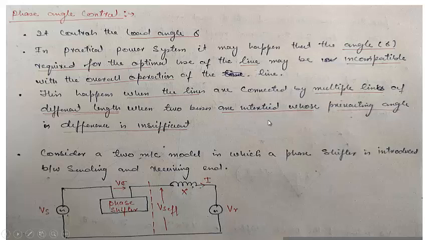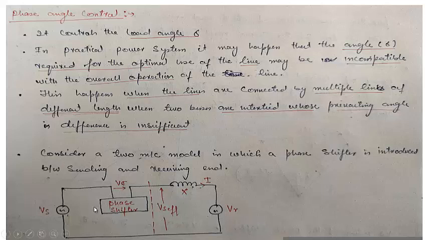when the two buses are intertied whose prevailing angle difference is insufficient. So when the two buses are connected to each other, and they have two lines which are of different lengths, there is a chance that this angle is again very insufficient. So in that case, what is done?